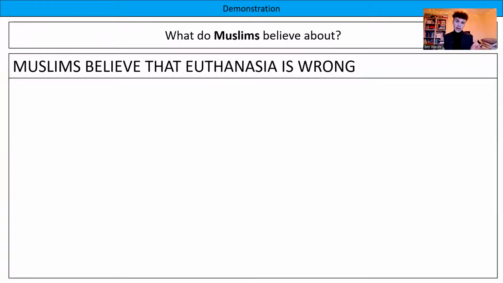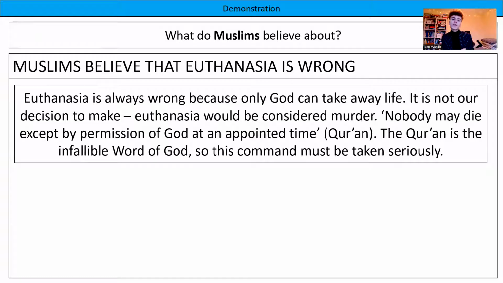So Muslims, as I say, do believe that euthanasia is wrong. So if you are referring to Islam in an answer about euthanasia, make sure you're very clear that there is clear opposition. First point then, euthanasia is always wrong because only God can take away life. It is not our decision to make. Euthanasia would be considered murder. A key quote you could use from the Quran is that nobody may die except by permission of God at an appointed time. The Quran is seen as the infallible word of God, so this command must be taken seriously.